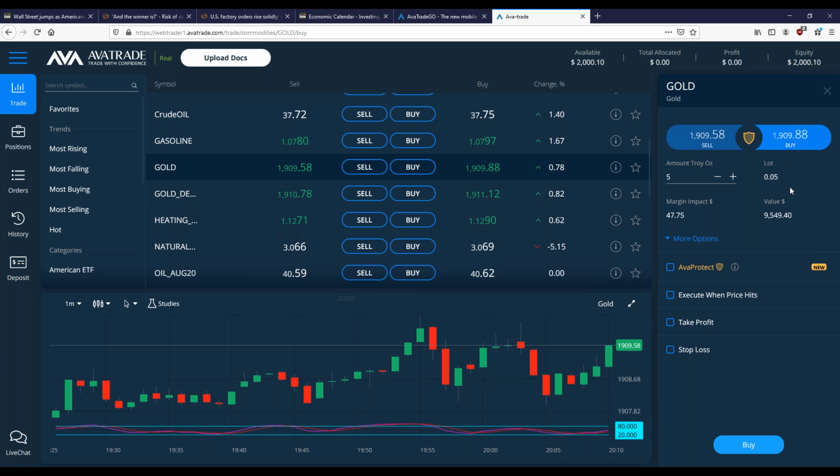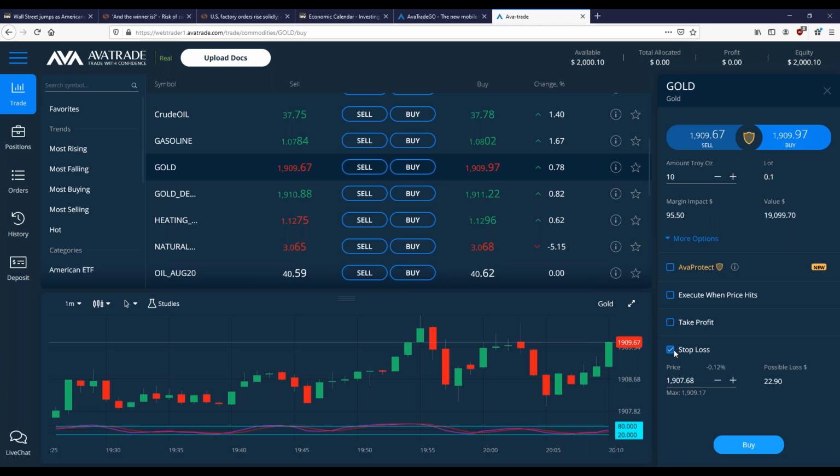We did our technical analysis, and you see right away, let's say I decide I want 10 ounces of gold. Okay, there's 10 ounces. It tells me the lot size, 0.1. Tells me how much margin I need, 95.5 USD. See, it's in my account currency. The value of the position is here, about 19,000 in value. That doesn't mean that's what I'm risking.